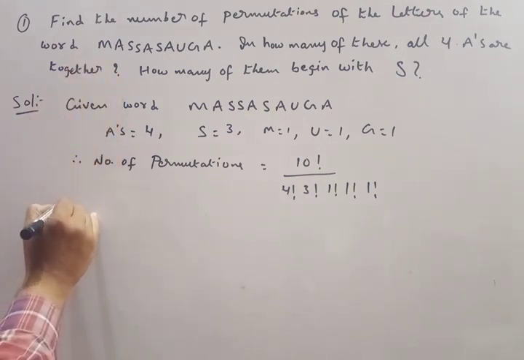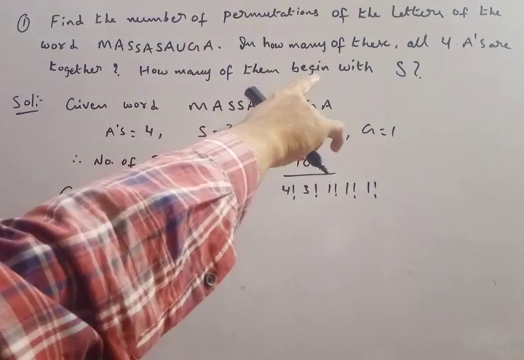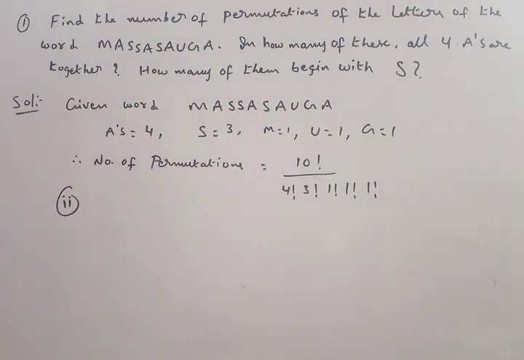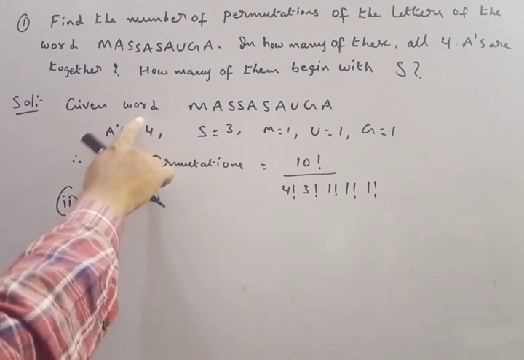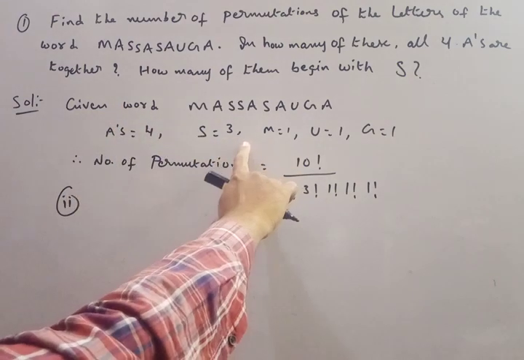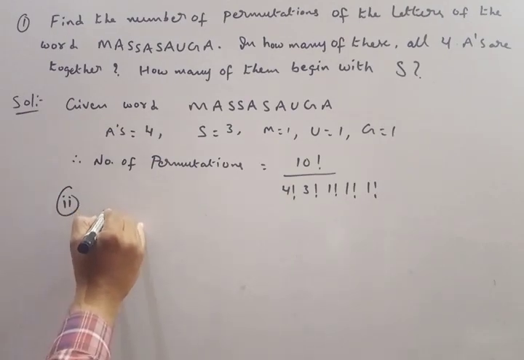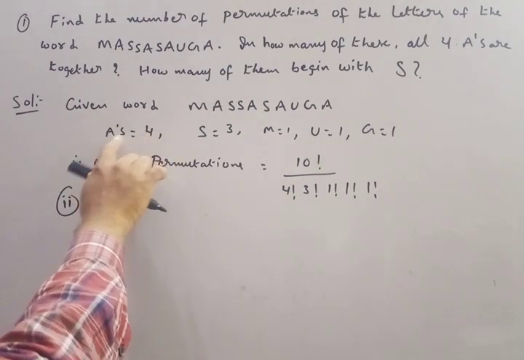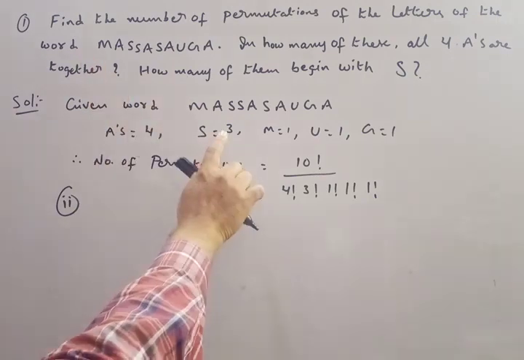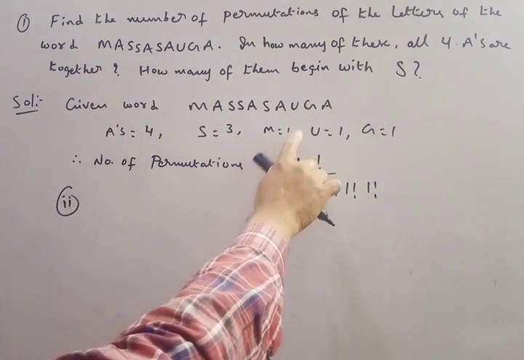Then the second bit, what is it asking? All 4 A's are together. That means if I take the 4 A's as 1, and the remaining are 6, so total how many? 7 letters, correct? All 4 A's become 1. It is only 1. Then 1, 3, 4, 5, 6, 7.